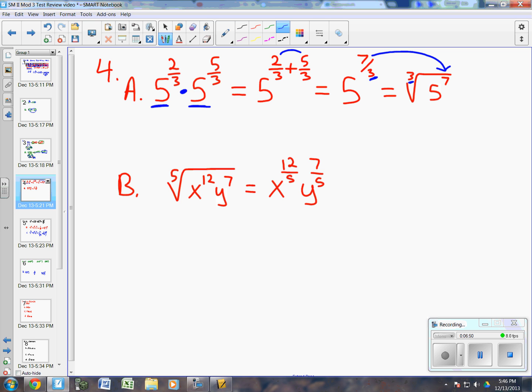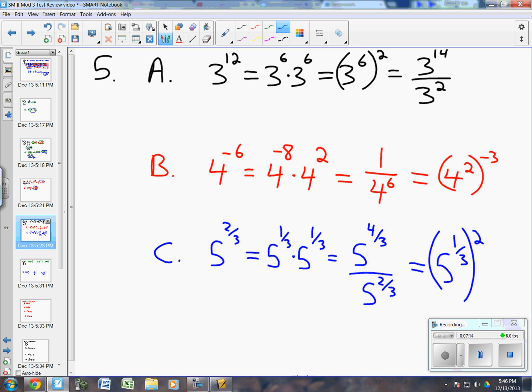Okay, on part B, we have the 5th root of x to the 12th times y to the 7th. And so we can just separate that. We can just put the 5 under the 12 right here to get x to the 12/5 and y to the 7/5. The 5 goes on the bottom. It's the index. Okay, next problem.